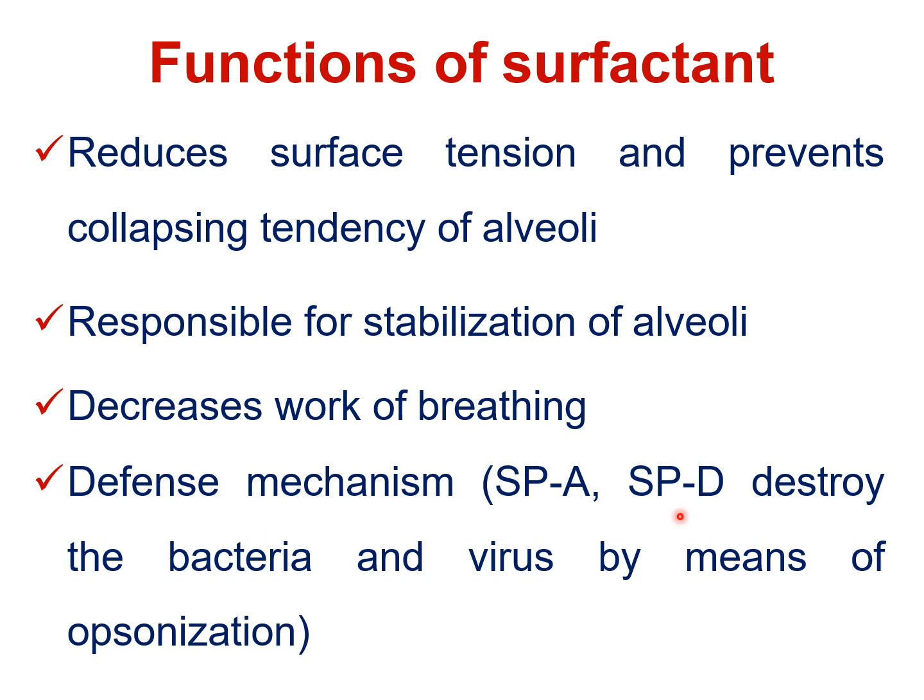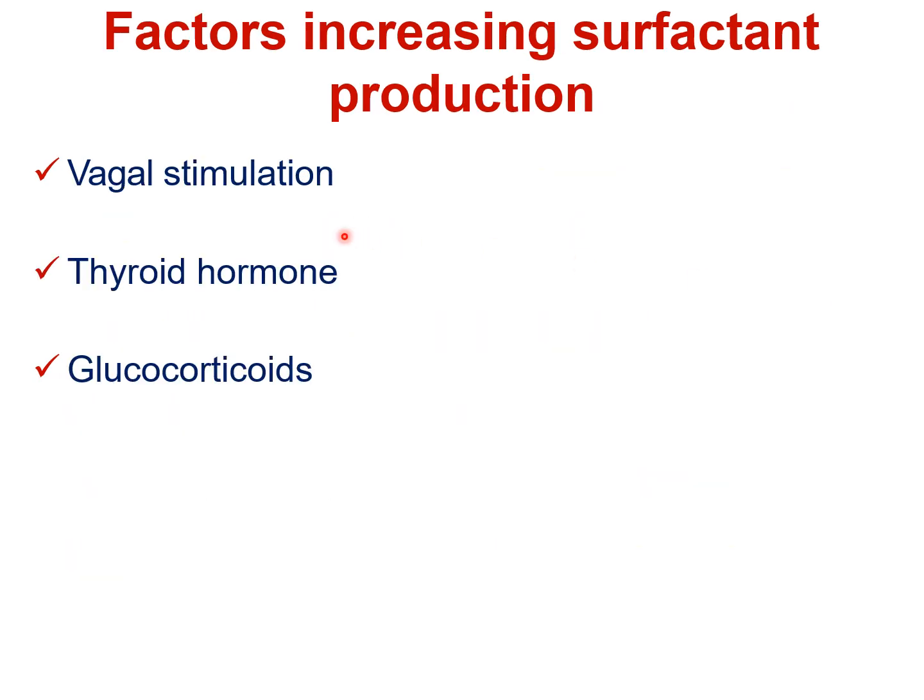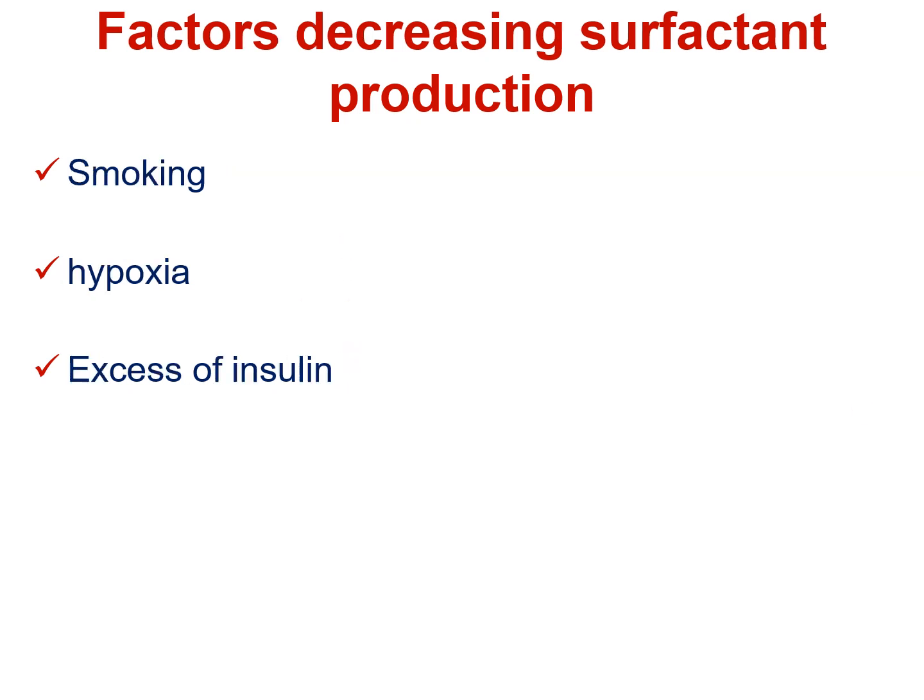So SPA and SPD are surfactant proteins A and D, which I have told you in the composition of the surfactant. Okay, so these are the important functions of the surfactant: reducing the surface tension to prevent the alveolar collapsing tendency, stabilization of alveoli, decreasing the work of breathing, and defense mechanism. Factors increasing surfactant production are vagal or parasympathetic stimulation, thyroid hormone, and glucocorticoids. And factors decreasing the surfactant production are smoking, hypoxia, and excess of insulin.